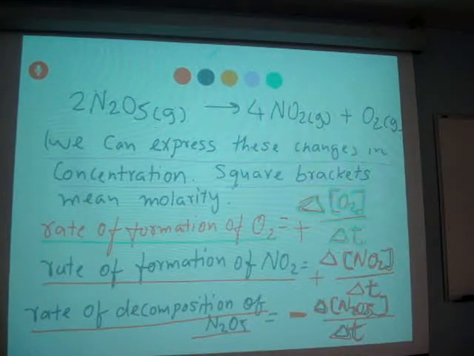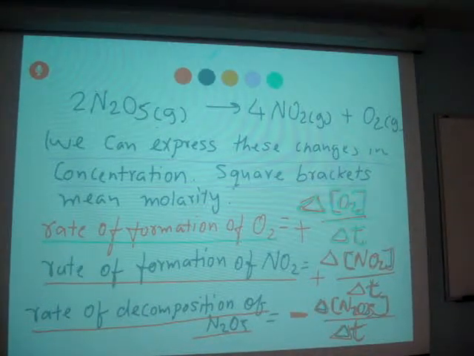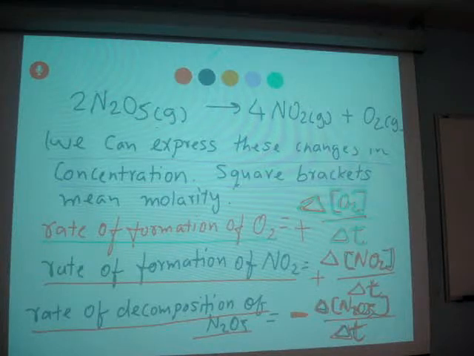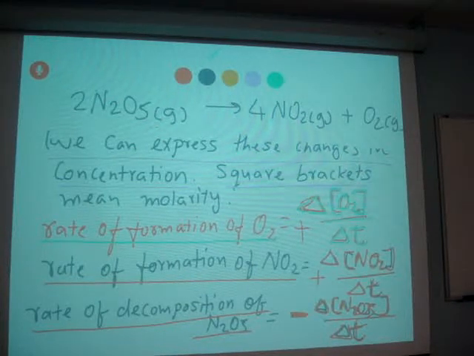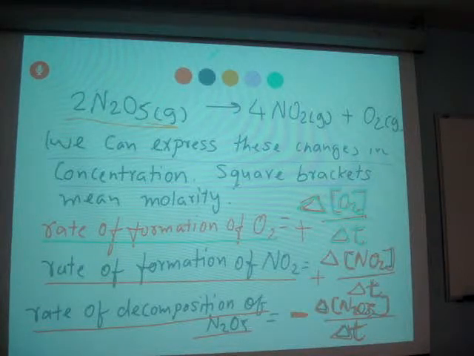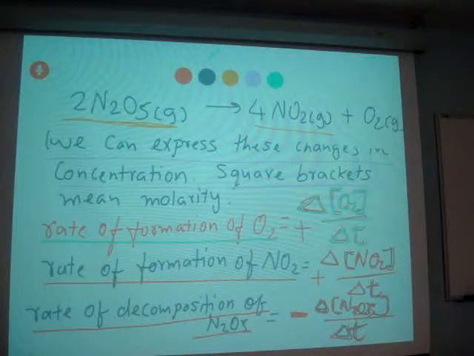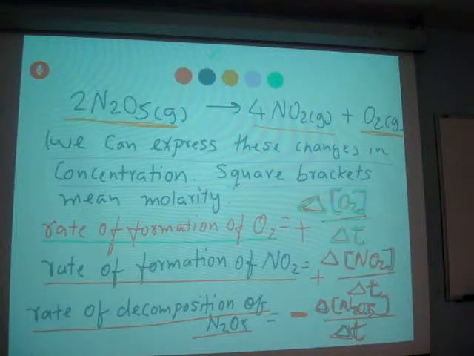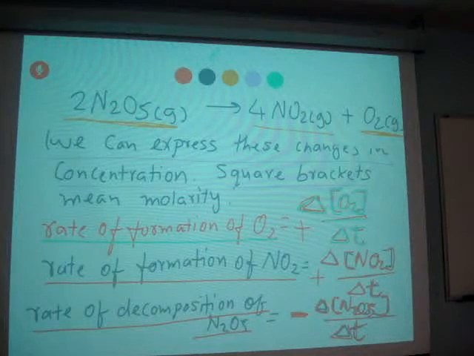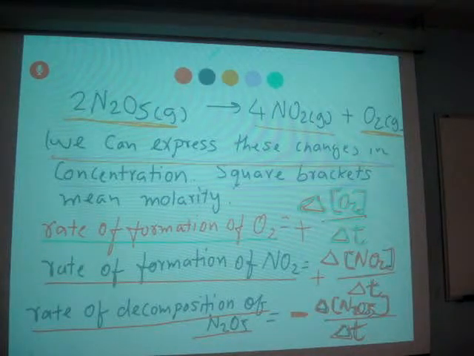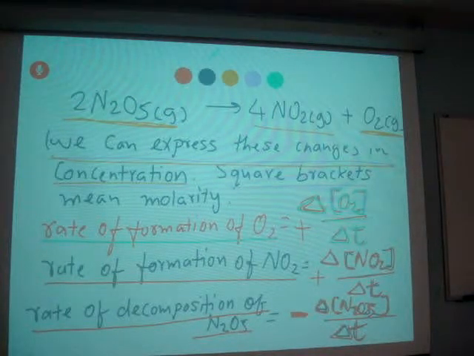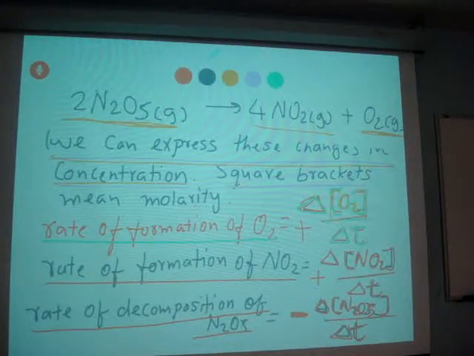Okay, so let's take an example of decomposition of dinitrogen pentoxide, which is here. It's 2 moles of N2O5 gas. When it decomposes, it gives 4 moles of NO2 and 1 mole of oxygen gas. Now we can express these changes in concentration. And you see here this square bracket that expresses molarity.